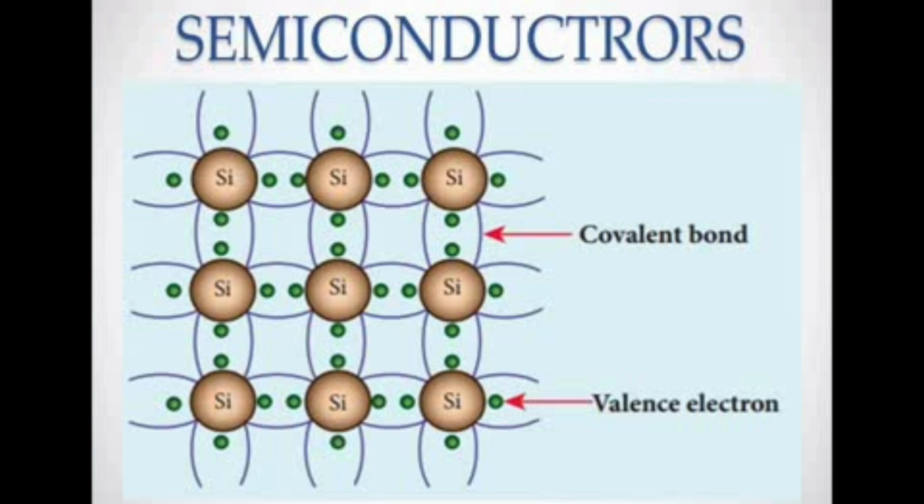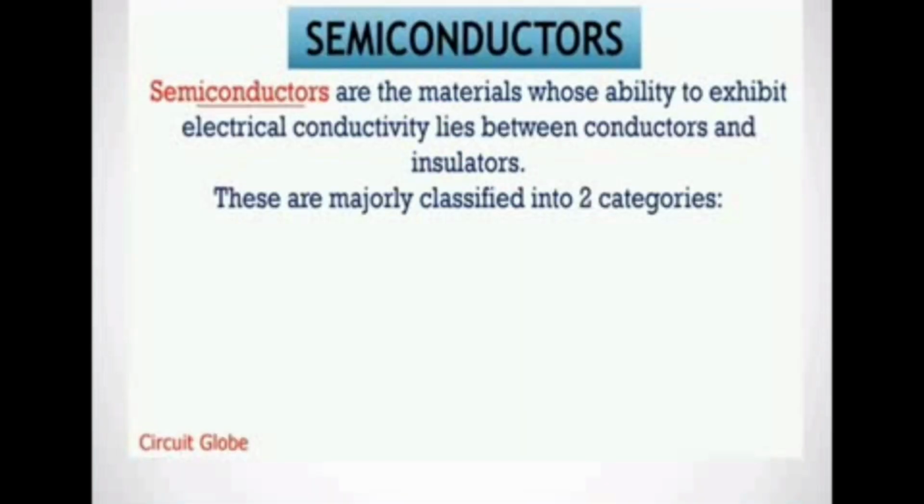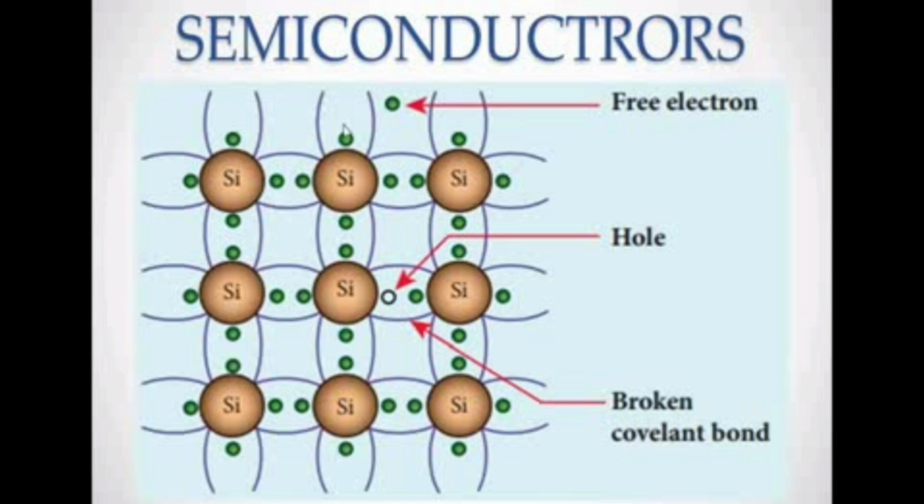So silicon is here. It has an outermost orbital with 4 electrons. At ordinary room temperature, what will happen? The covalent bond is broken and it produces 1 electron. See here, 1 electron is produced. The covalent bond is broken, so 1 electron is emitted from here. That emitted electron is called a free electron. And the empty space is called a hole.